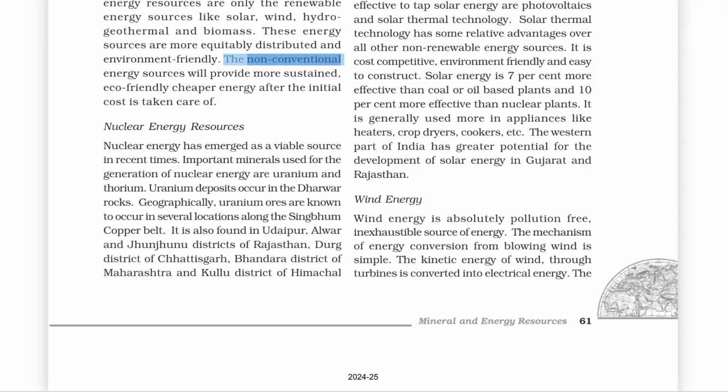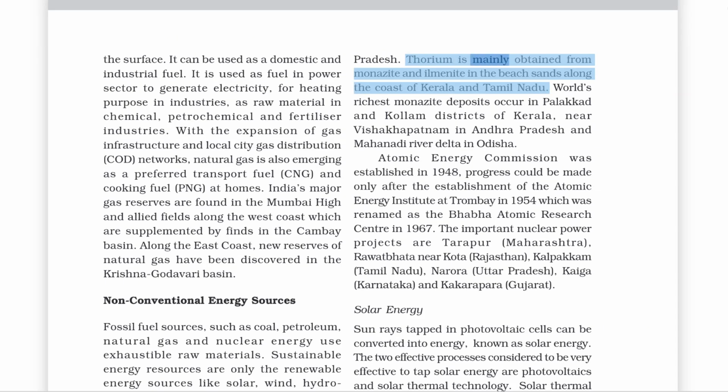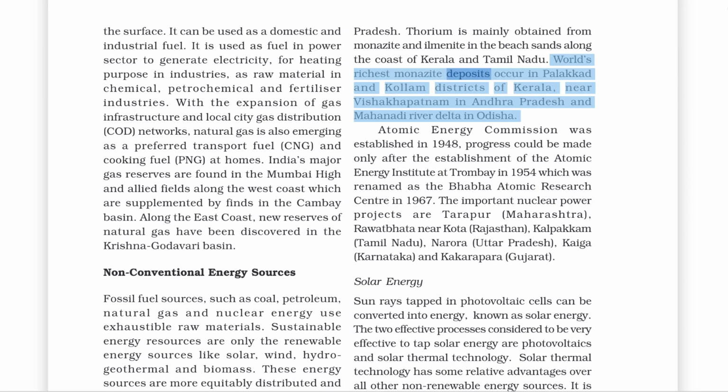Thorium is mainly obtained from monazite and ilmenite in the beach sands along the coast of Kerala and Tamil Nadu. World's richest monazite deposits occur in Palakkad and Kollam districts of Kerala, near Vishakhapatnam in Andhra Pradesh, and the Mahanadi River Delta in Odisha.